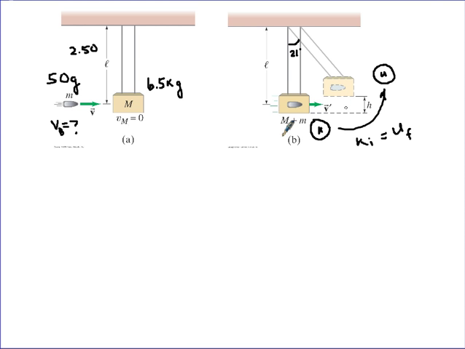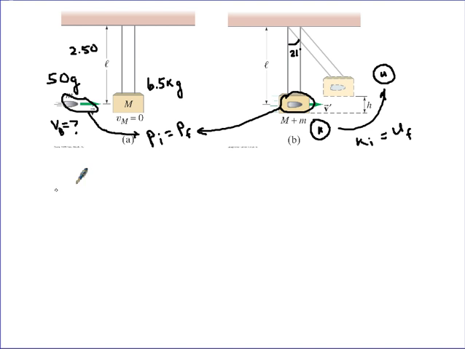Now that's conservation of mechanical energy. Over here, we're going to use conservation of momentum, which essentially says that the momentum of the system beforehand equaled the momentum of the system afterwards. In this case, the momentum of the system beforehand was just the bullet moving. The momentum of the system afterwards was the actual block and bullet moving with a different speed, but with the same momentum.